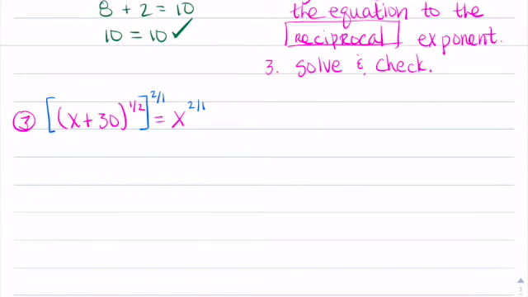The reciprocal of 1 over 2 is 2 over 1. Technically, you could just write this as a 2, but I'm emphasizing that it's a reciprocal for now by writing it as 2 over 1.